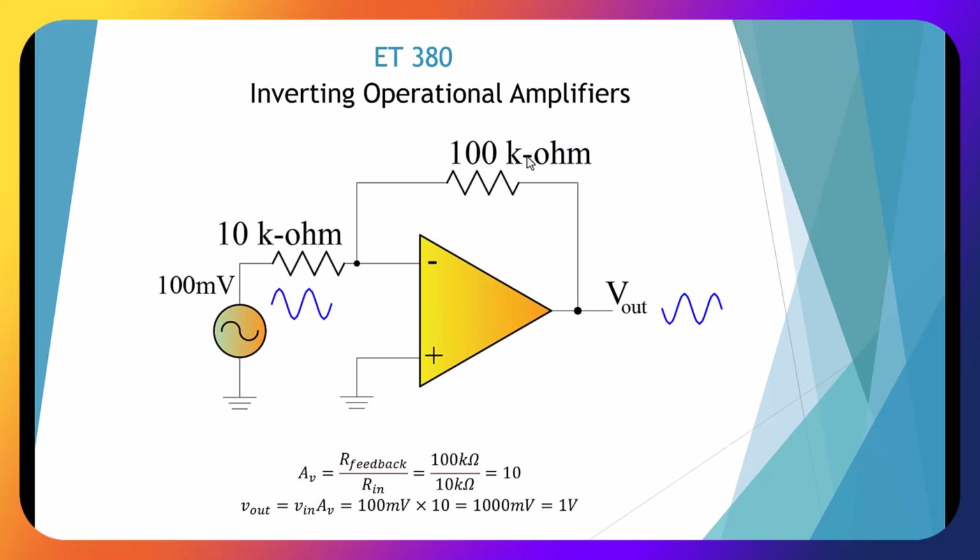So if we have a 100K feedback and a 10K ohm input resistor, our gain would be 100K divided by 10K, and we'd have a gain of 10. So if we have a voltage input of 100 millivolts times 10, it is going to be 1 volt.